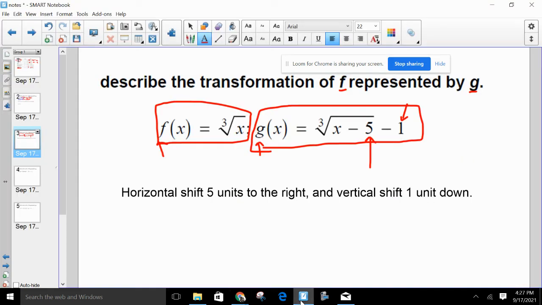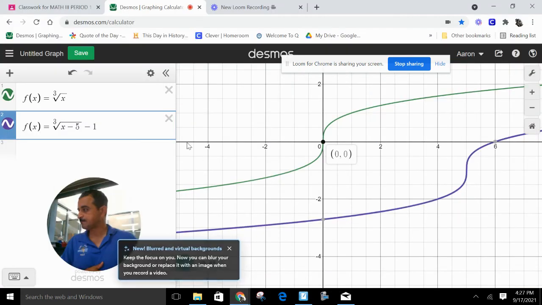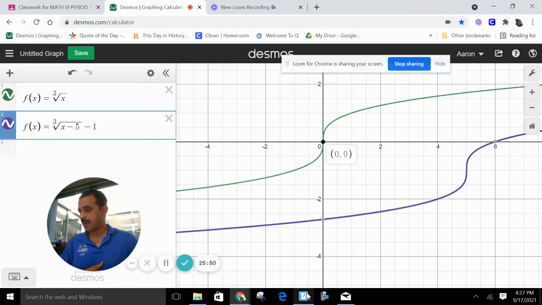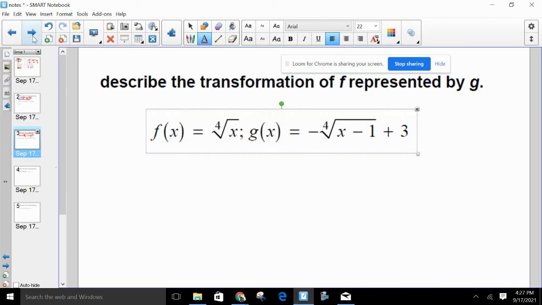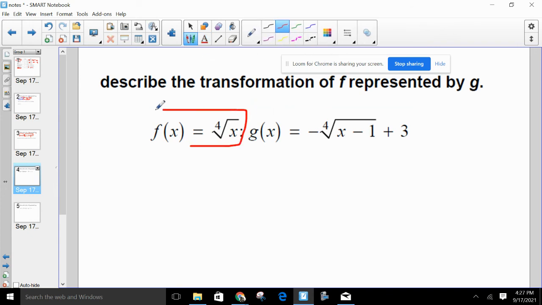Let's do one more and we're done. You guys are doing awesome. And here we go. All right, here we go. So we have the cube root function, not cube root, fourth root function. Here's a parent function, the fourth root. Okay, that's f. Now what takes place here?